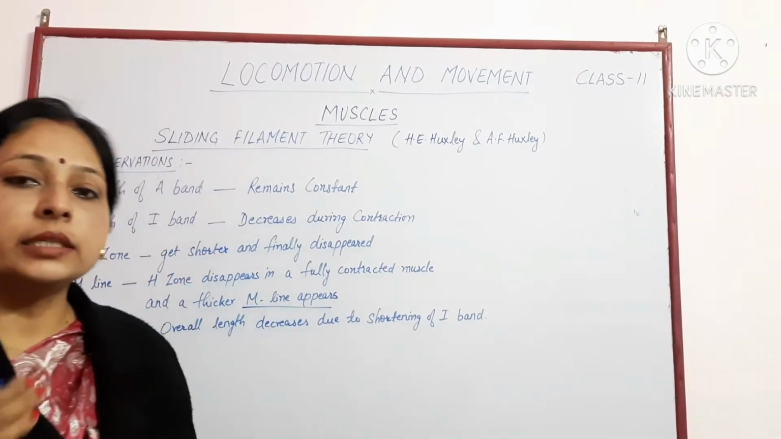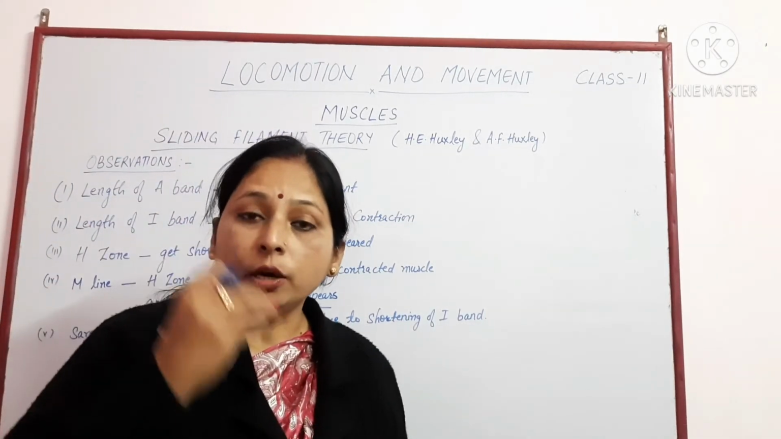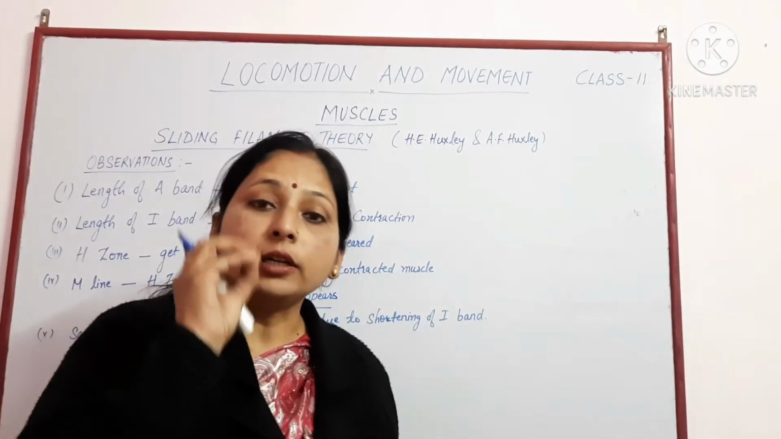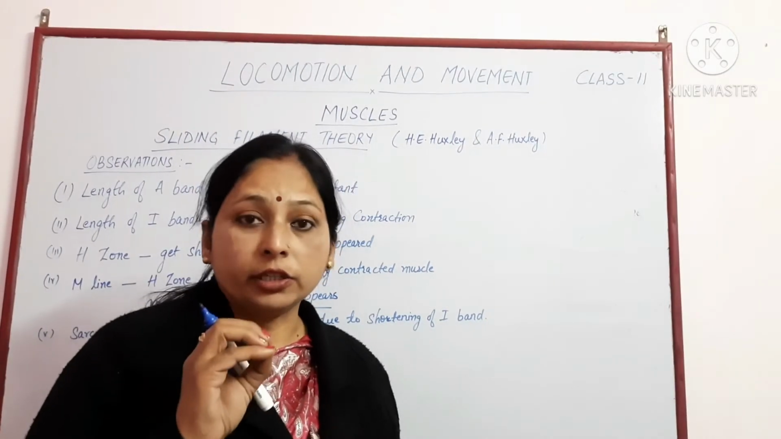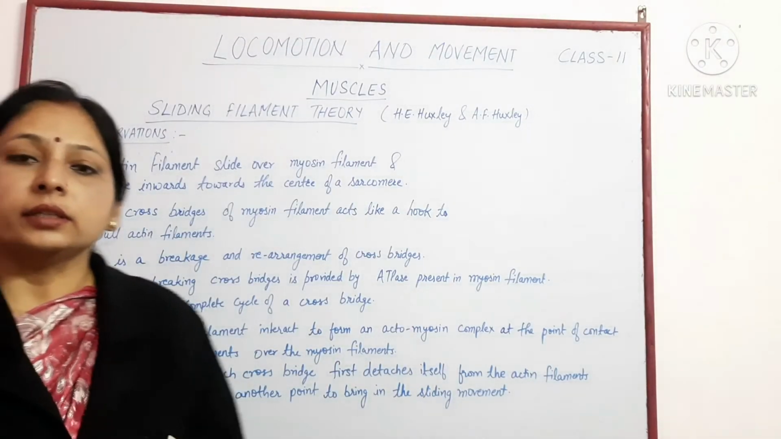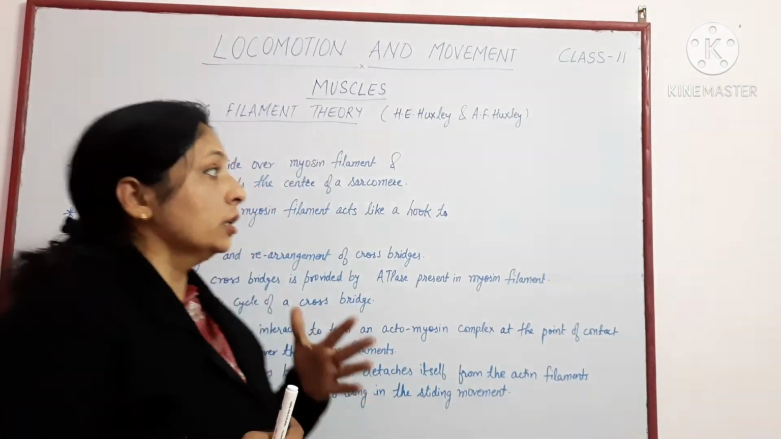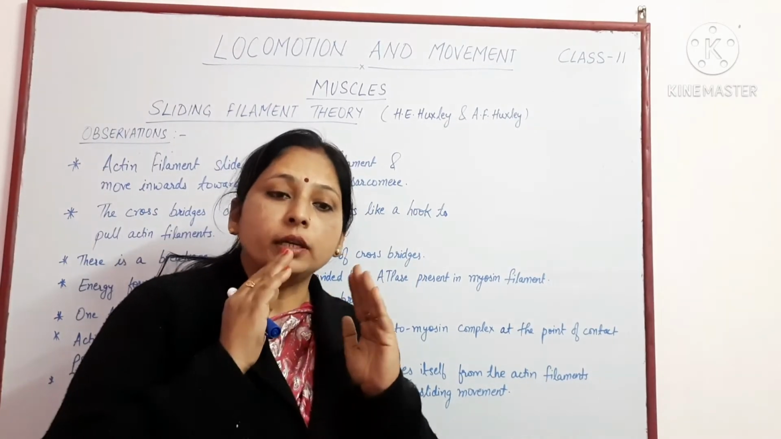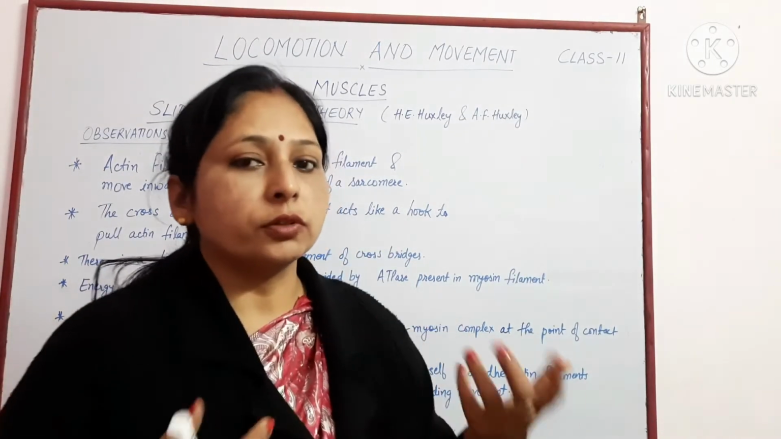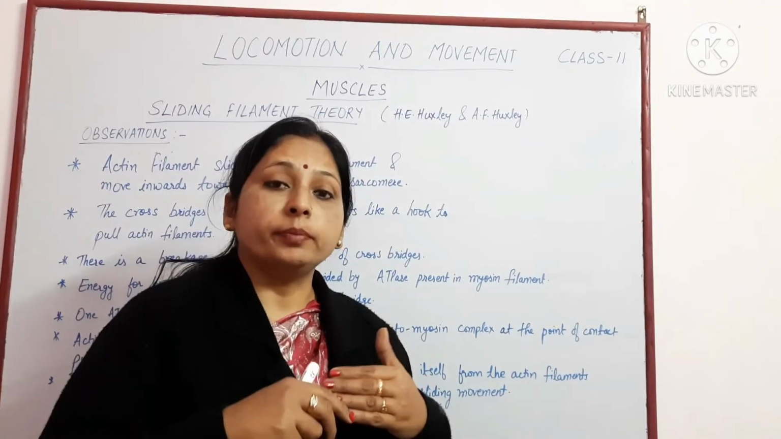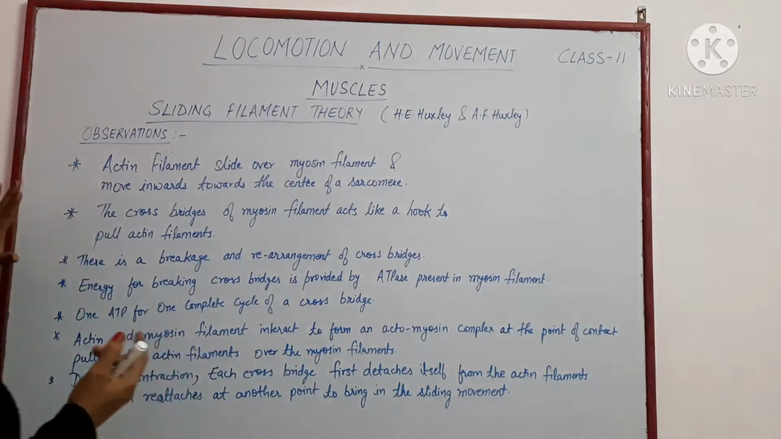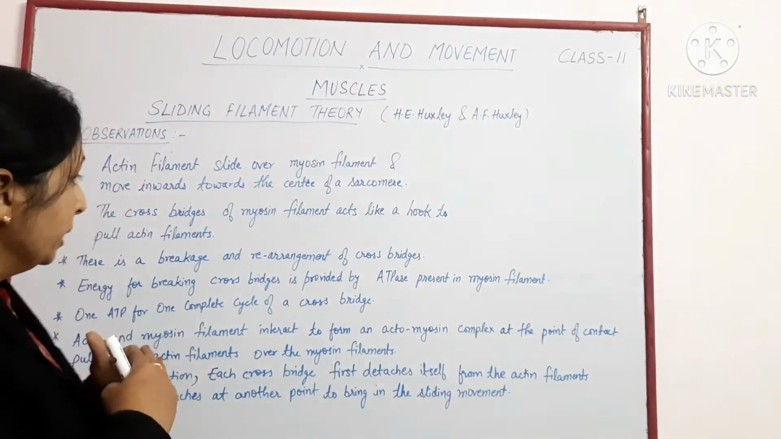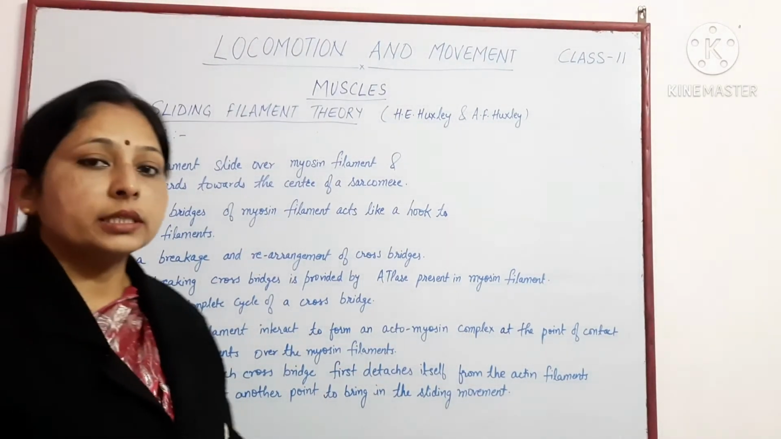Next is the sequence of events which result in these decreases, these shortenings of length, these contraction movements. The decrease or increase in the band structure. After that, the sequences which result in the decreased size of these bands, or disappearance of the H zone, or appearance of the M line. So for this, the sequence is: first, the actin filament slides over the myosin filament and moves inwards towards the center.